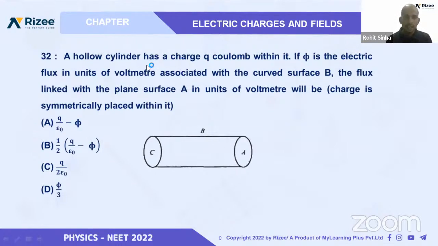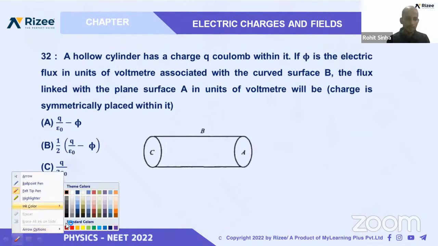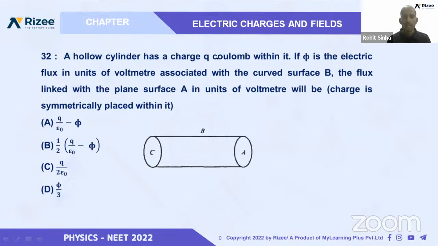It is telling that a hollow cylinder, it was asked in your NEET exam. It is telling that a hollow cylinder has Q charge within it, and phi is the electric flux through the curved surface. Phi is the electric flux associated with this curved surface. Okay.